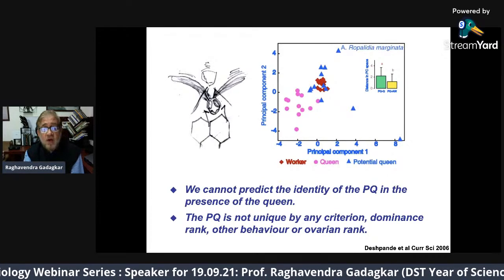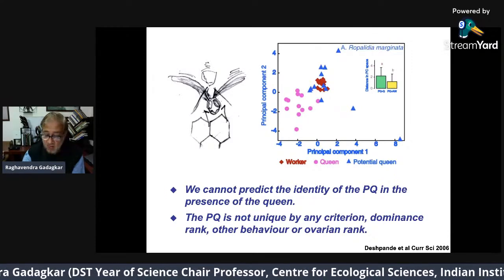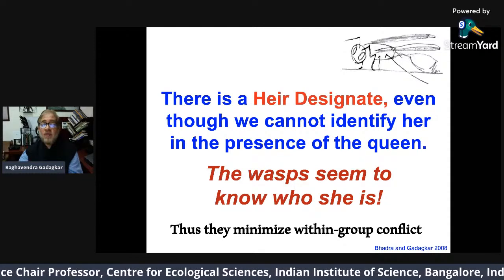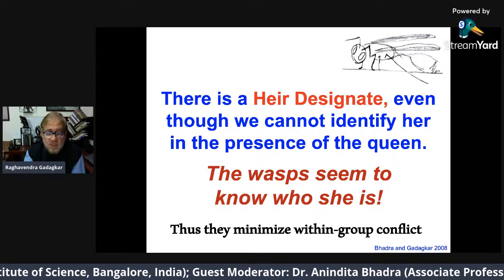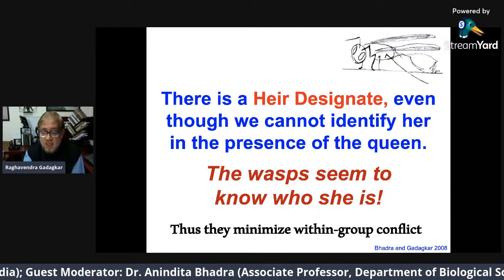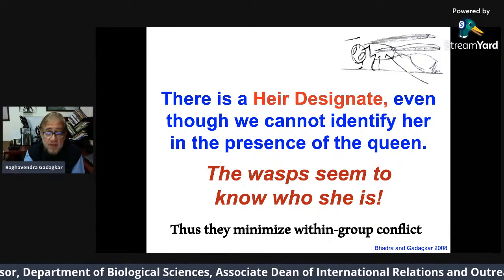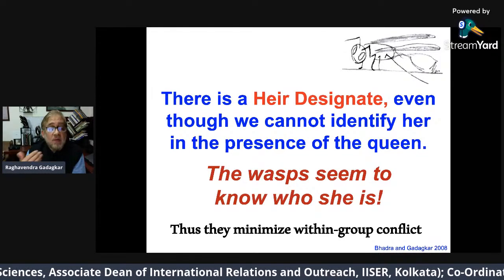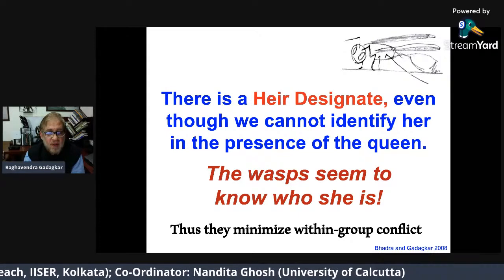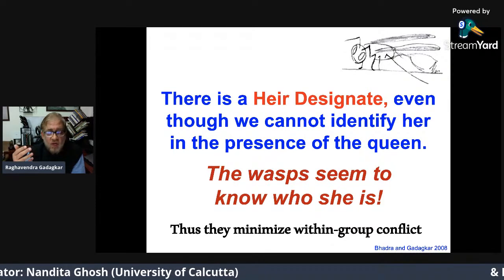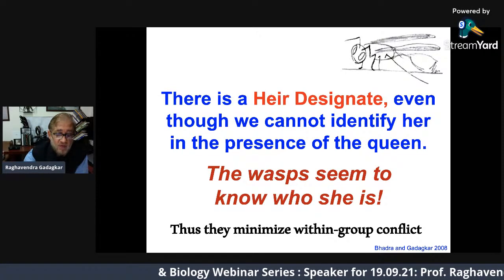Now it turns out that even though we cannot identify her, we can ask whether the other wasps are aware of the identity of the individual. So we can ask whether they can identify her. This research, in fact, I must mention, was done by Anindita Badra, who is moderating today's discussion. So she set up the hypothesis. We said, let us assume that there is a heir designate, even though we cannot identify her in the presence of the queen, and the wasps seem to know who she is. Now, Anindita did experiments to show that this assumption is correct, that there is a heir designate, although we cannot identify her, and only she becomes hyper-aggressive and becomes the next queen. In fact, another student of mine showed that there is not just one heir designate, but a whole reproductive queue of heir designates. One after the other, they will become future queens without any conflict.